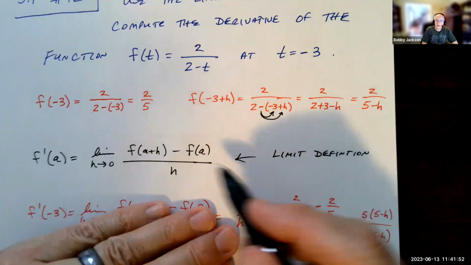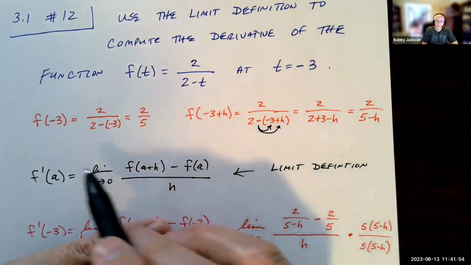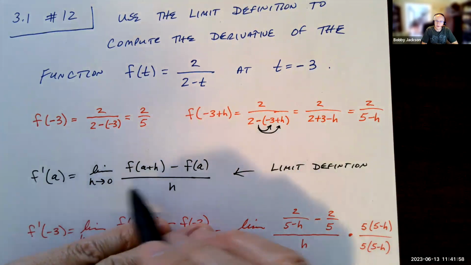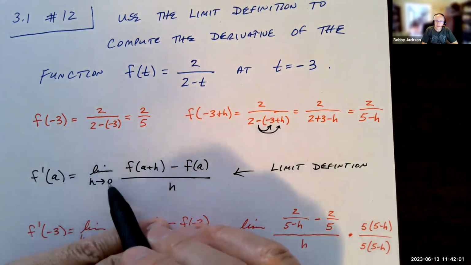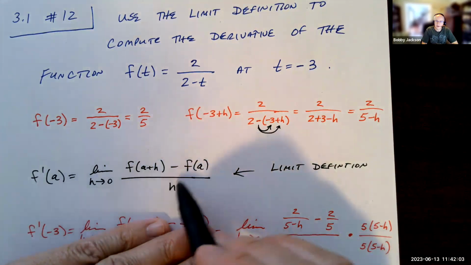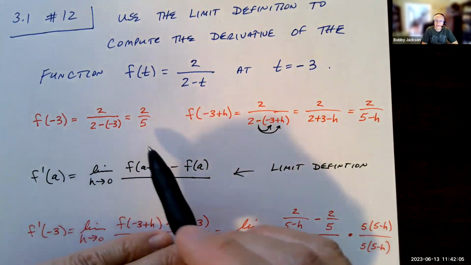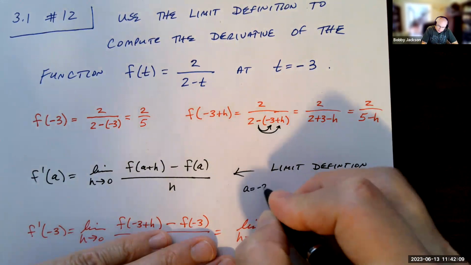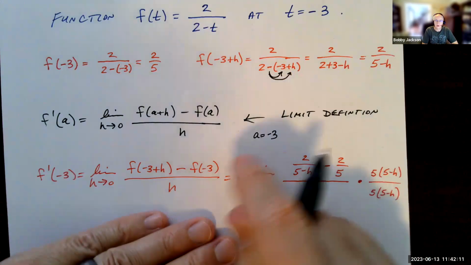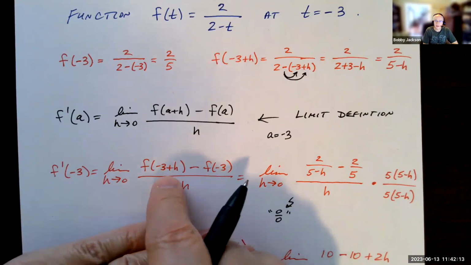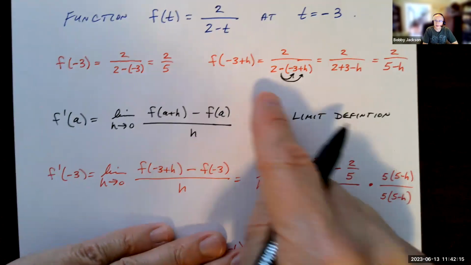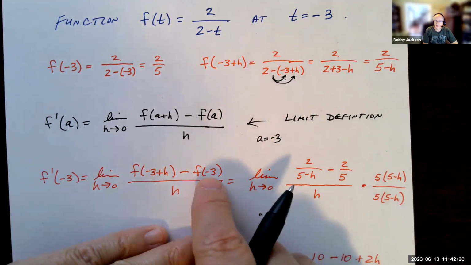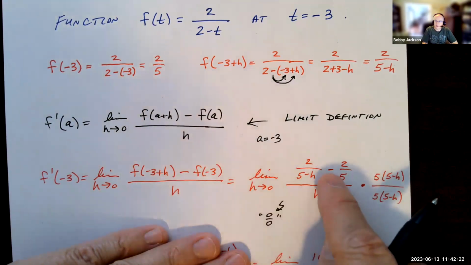So this is the limit definition. I will give the limit definition to you on the test, but you've got to be able to use it. So f prime of a is the limit as h goes to 0, f of a plus h minus f of a over h. In this case, a is equal to -3. So here's what I have. What is f of -3 plus h? Well, that's 2 divided by 5 minus h. What's f of -3? 2/5, so minus 2/5.